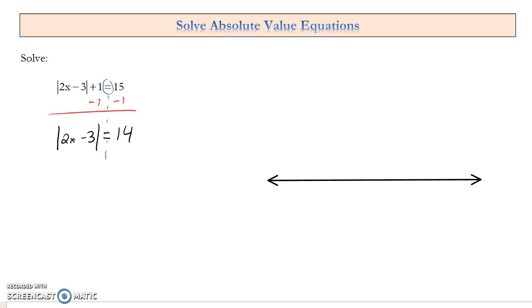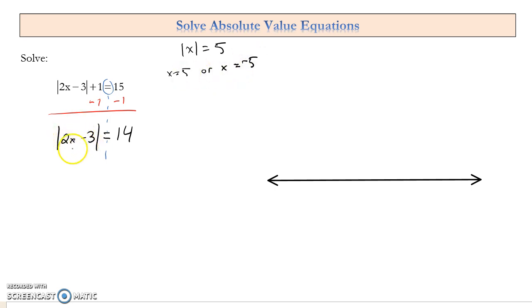Remember, absolute value is a distance from 0, so if I had the absolute value of x equals 5, it's saying what numbers are 5 units away from 0, and there's two of them. X could be 5 or x could be negative 5, because they're both 5 units away from 0.